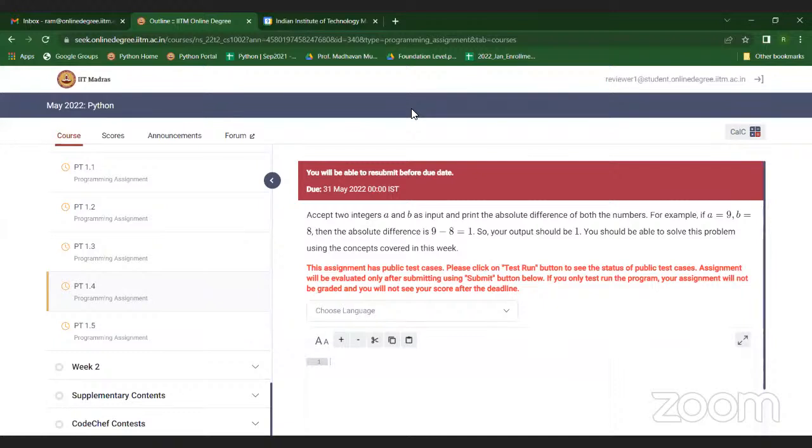Sir, is this PT for practice purposes only, or is it graded? No, these are for practice purposes only. But similar problems like this can come in the quiz exam. Right now it won't be graded. Okay, so try solving this.